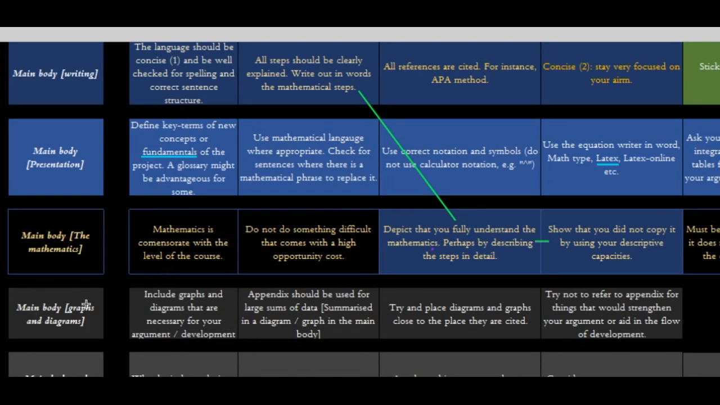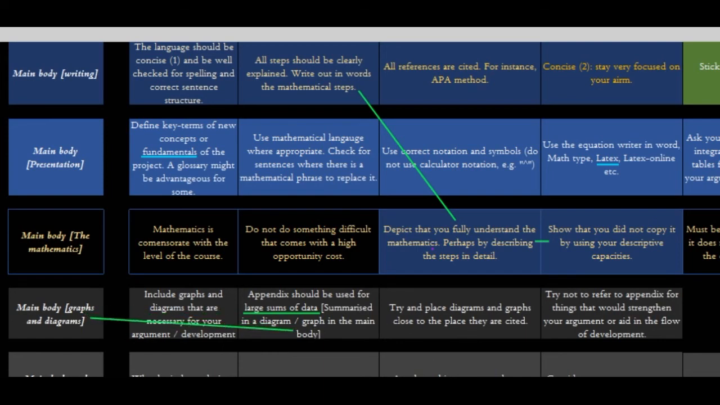This is a whole point. I'm making this a whole point. The appendix should be used for large sums of data. That's what it's used for, the large sums of data. If you have large sums of data in your appendix, you want to summarize it in a diagram or a graph, and that is what should be in the main body.